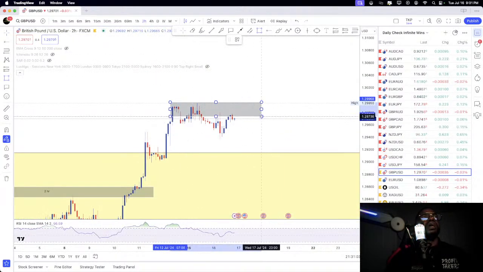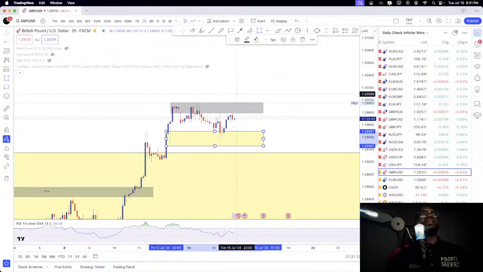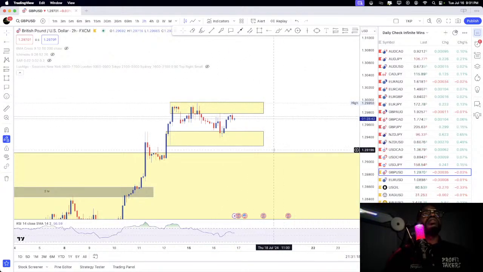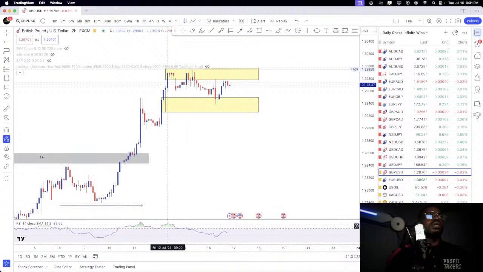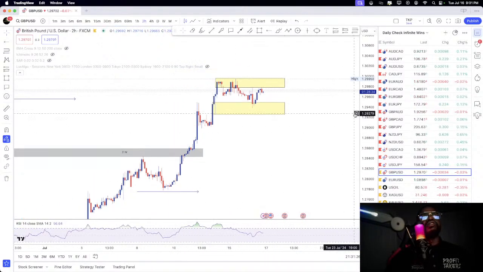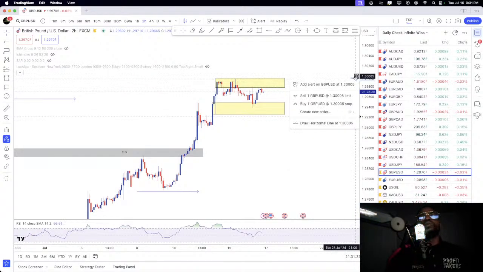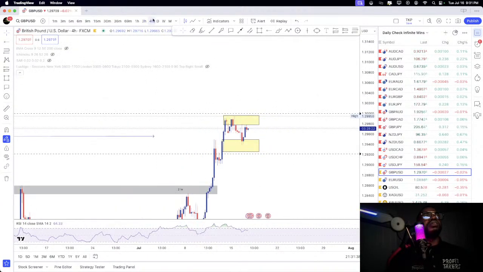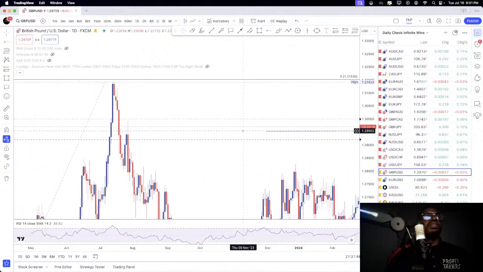Okay, on pound USD, we got consolidation forming right here in this area. Cool. Now we just want to set an alert below and above this area and wait until one of those alerts is triggered and lets us know which direction we should head in with this trade setup. Let's see what's going on the daily.